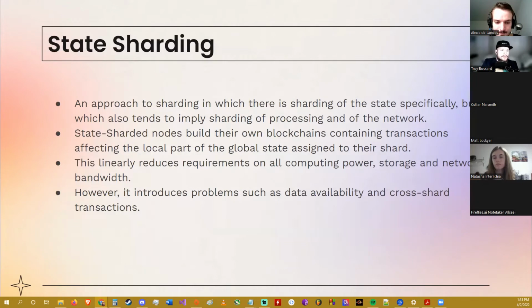So Near uses something called state sharding, which is an approach to sharding in which there's sharding of the state specifically, but which also tends to imply sharding of processing in the network. The state sharded nodes build their own blockchains containing transactions affecting the local part of the global state assigned to their shard. This linearly reduces the requirements on all computing power, storage, and network bandwidth. Hence, some of the additional scalability that's offered through this implementation. However, state sharding does introduce some problems with data availability and cross-shard transactions.